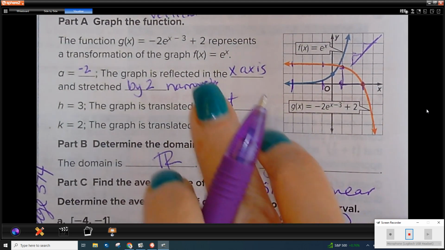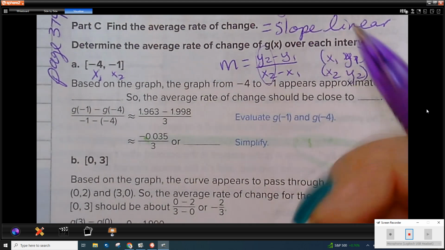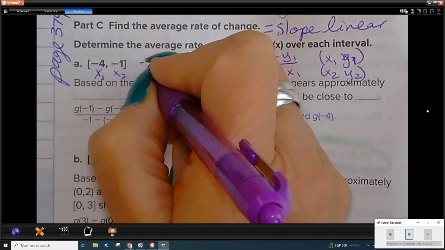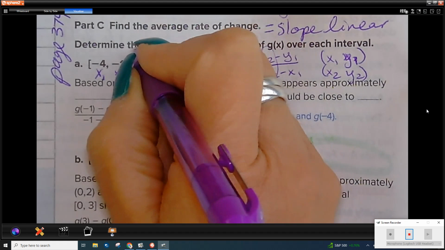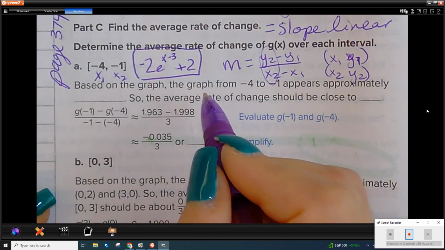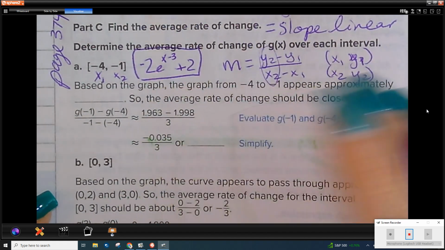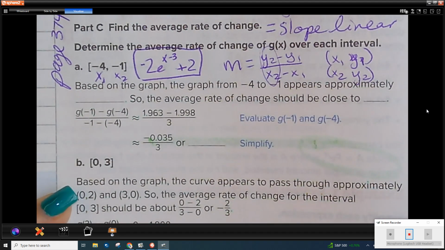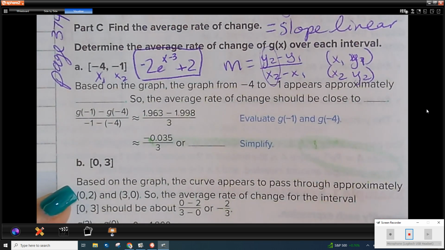Here's our function. I'm going to rewrite it down here so it's all on the same screen since I keep moving my book up and down. So it's -2 e to the x minus 3 plus 2. Make sure this plus 2 is outside the exponent. So it appears to be decreasing because the graph is decreasing overall. It should be close to 0, I think, but negative.